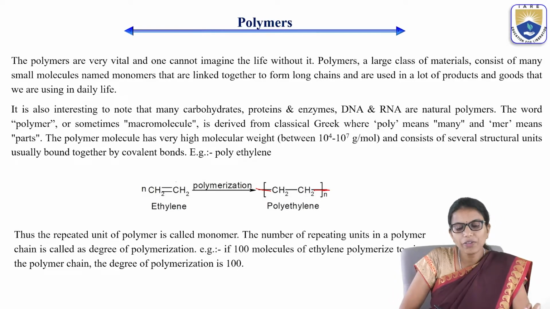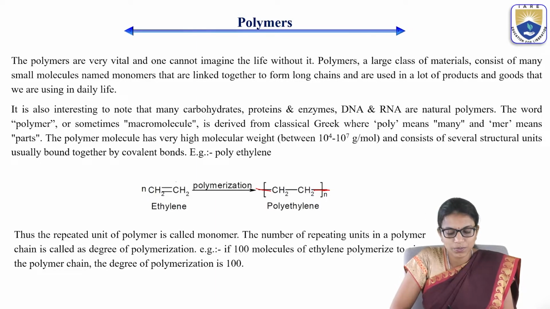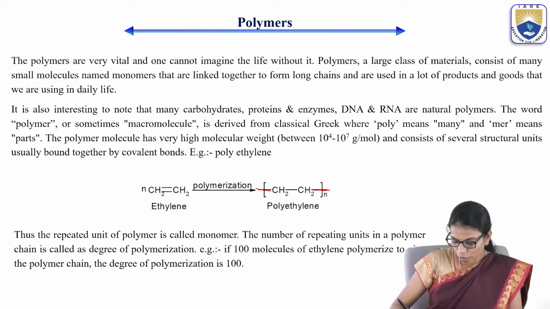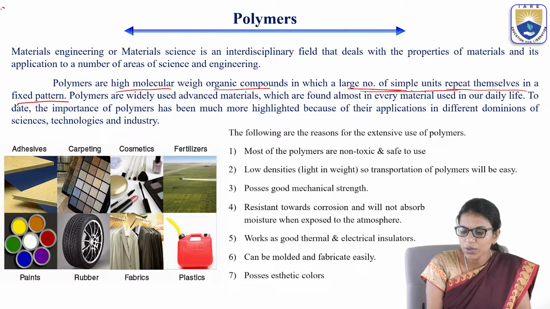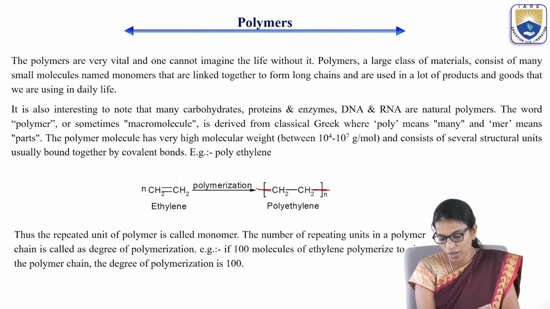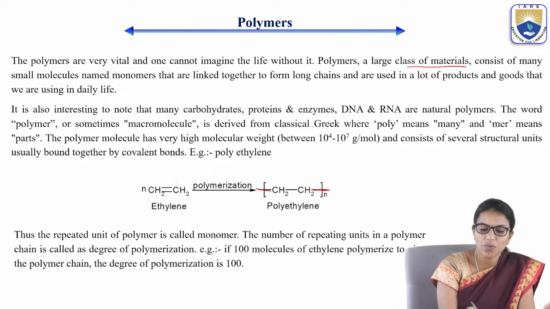So the polymers are very vital, and one cannot imagine our life without polymers. Polymer is a large class of material which consists of many small molecules named monomers, as I have already said in a previous lecture, like a large number of simple units. That simple unit is known as a monomer, and it should be a true monomer, which will lead to the formation of a polymer.